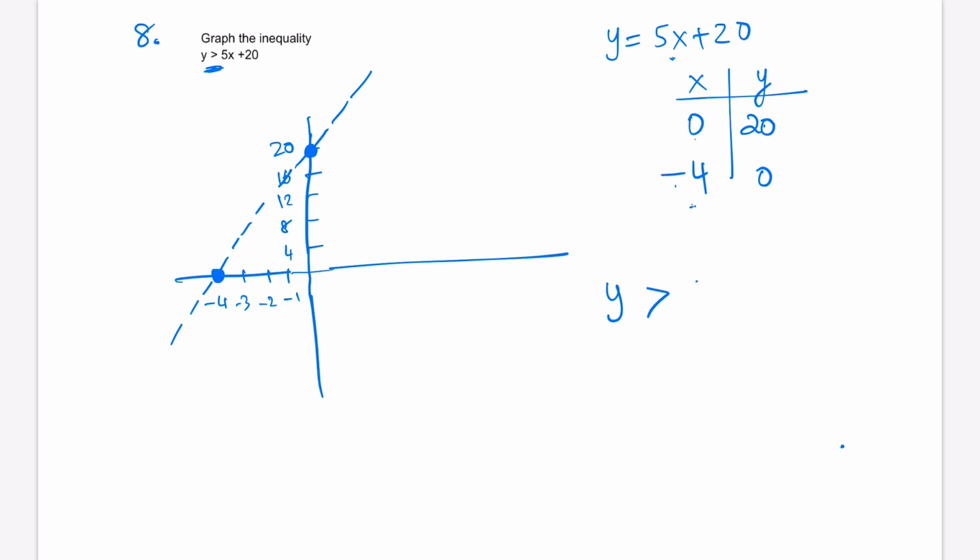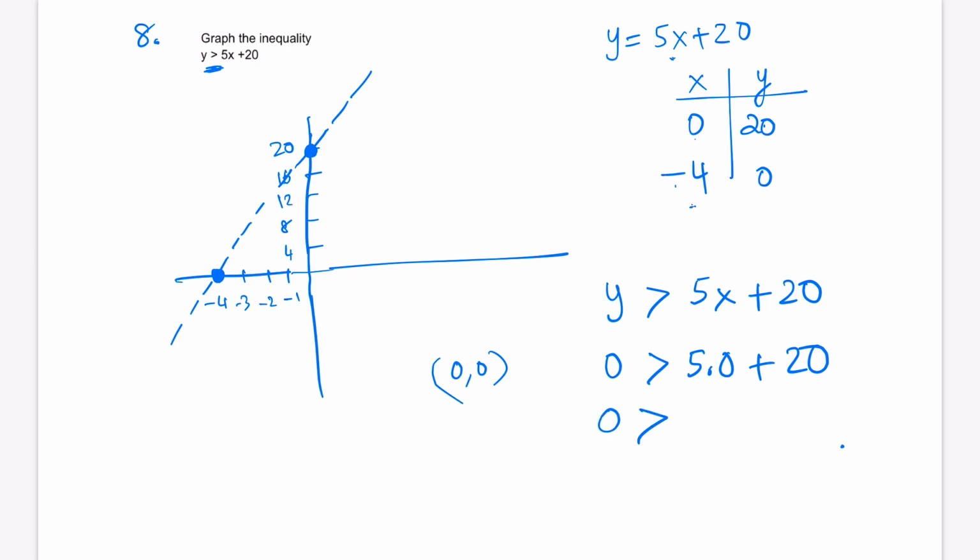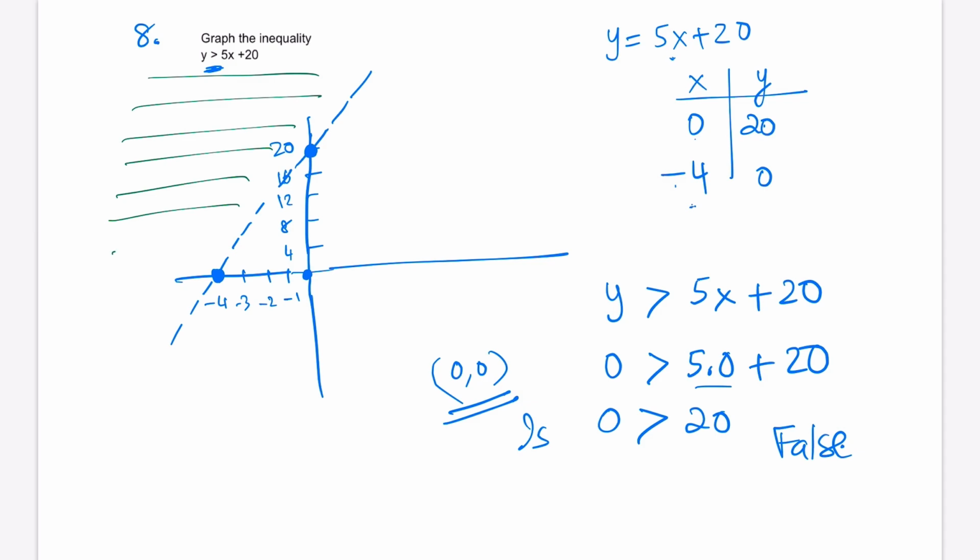The inequality in the question is y is greater than 5x plus 20. Let's pick 0, 0. That is, y is 0, which should be greater than 5 times x, which is also 0, plus 20. 5 times 0 is 0, 0 plus 20 is 20. Is 0 greater than 20? This is false. So 0, 0, the point that we used, is not part of the inequality. That means the region for this inequality is this.